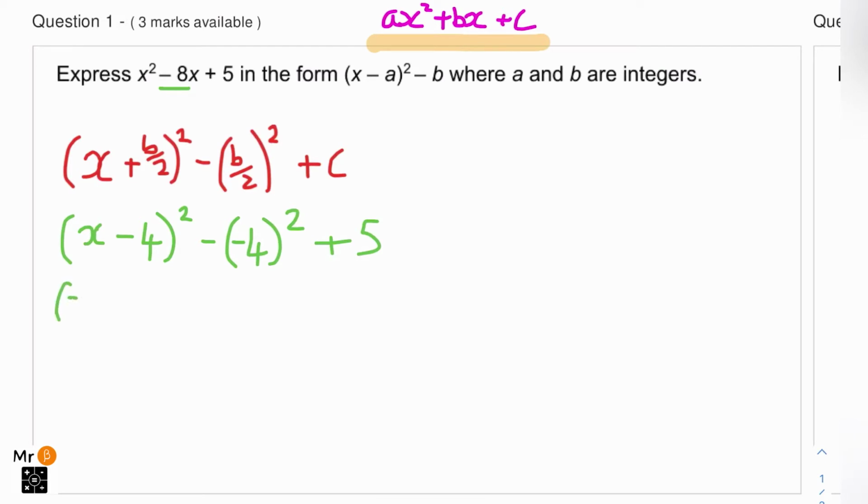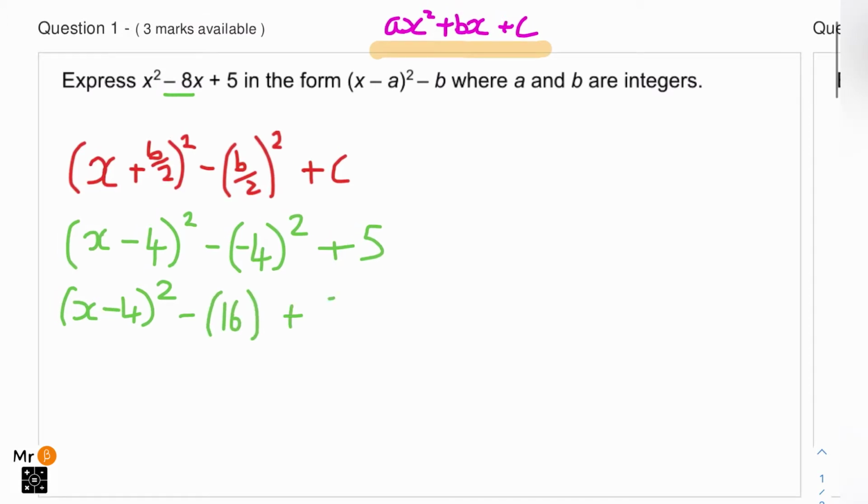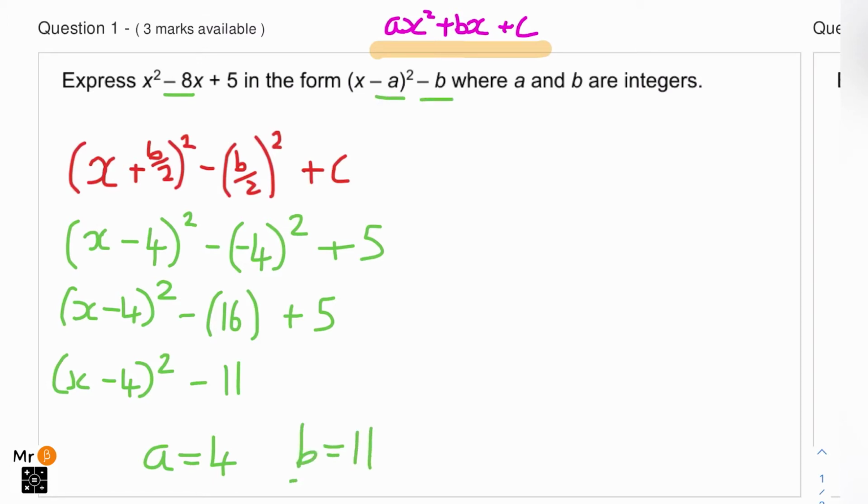We'd then simplify where possible, so we leave our square bracket, then we'd need to subtract negative 4 squared. Well, negative 4 times negative 4 is positive 16 plus 5. And then we just combine our two answers at the end. So we've got negative 16 plus 5, which is negative 11. Then we'd write down our values of a. Well, a must equal 4 and b must equal 11. Just be careful not to confuse your signs here because it's already got the negative signs in your answer.